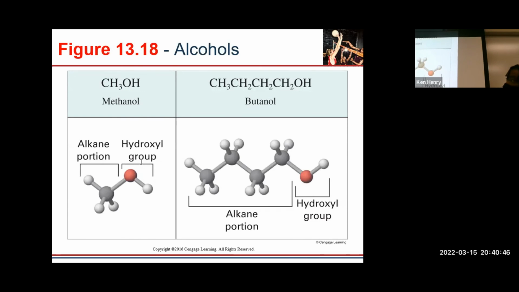So this one, the red represents oxygen, the white represents hydrogen. This one has a hydroxyl group, so we know that these are alcohols, right? This one has 2 carbons, ethanol. This one has 1, 2, 3, 4 carbons and an OH, 4 carbons, butanol, right?